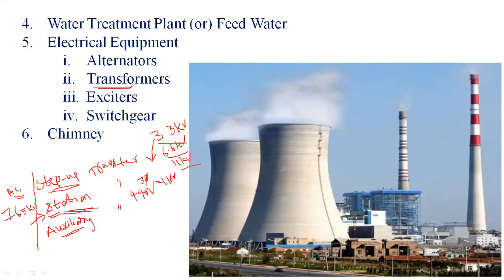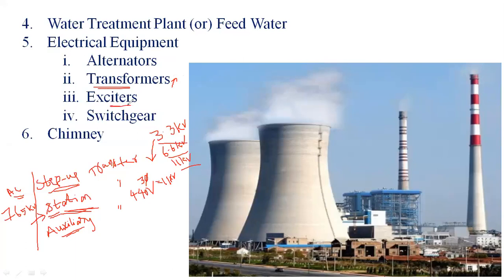The main function of the transformer is to step up or step down the voltage. It transfers electric energy from one circuit to another circuit, or from one place to another place, without changing the frequency. Here we can increase or decrease the voltage. We are not changing the frequency and we are not changing the power factor.